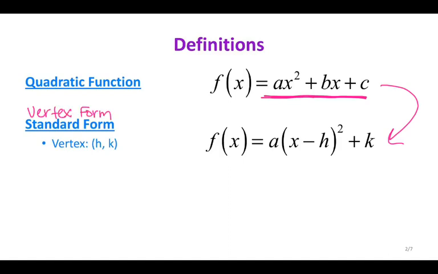And you'll hear me use those two phrases interchangeably, so vertex form and standard form. I like to call it vertex form because you can get your vertex just by looking at the equation. So my vertex is (h, k), so I have my h and my k. So our goal is to start from this original quadratic function to this one. That way we can start to identify a few things like the vertex, axis of symmetry, and x-intercept.